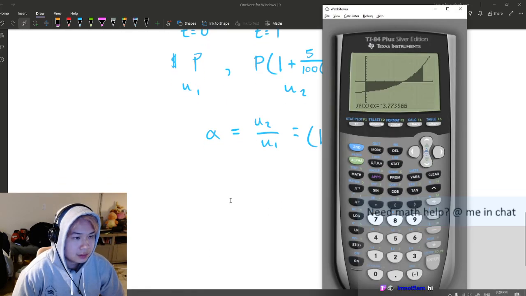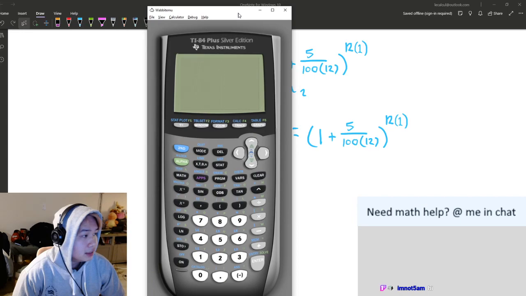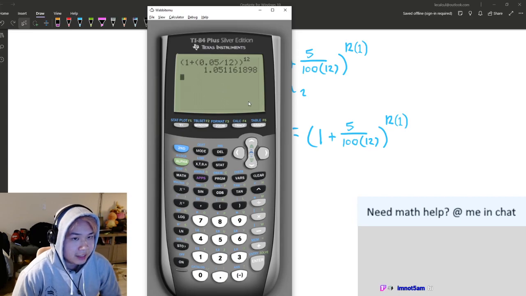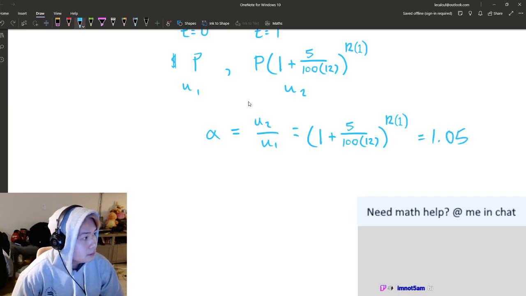Okay, so I'm sure they want this as an actual decimal. So let's just evaluate everything. And then there you go, 1.05, which looks familiar. So I think I continued to do this question correctly.